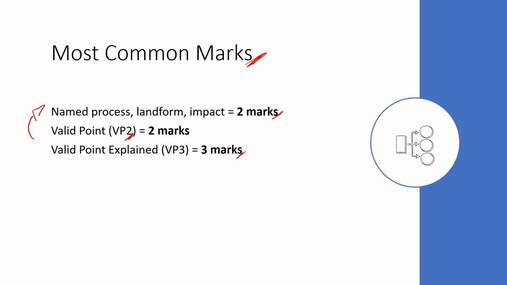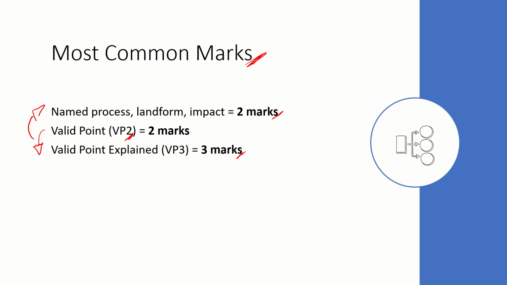It's the highest amount of marks that you'll achieve for at junior cycle geography. And the valid point explained usually means that you've given your name, process, landform, or impact. You've provided a valid point about that name, process, landform, or impact, and then it means that you've elaborated that valid point to a higher level. So you've explained it fully and brought it to a more elaborate level.